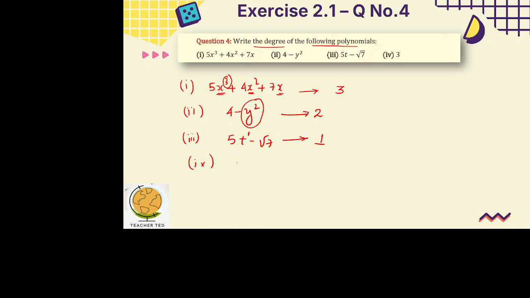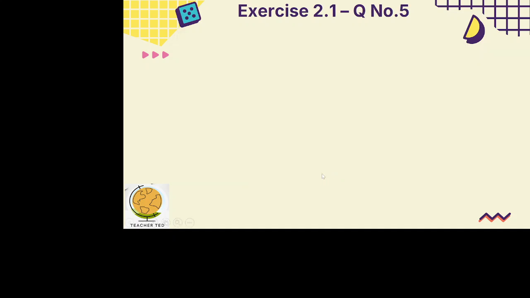The fourth question, 3. We know that 3 is a constant. There are no variables here. You can assume that there is a variable x to the power of 0. So you know that anything to the power of 0 is equal to 1, and the remaining thing in this problem is only 3. So you can assume that there is a variable here which has the power of 0. We can write the degree of this polynomial is 0. I hope all of you understood this question.